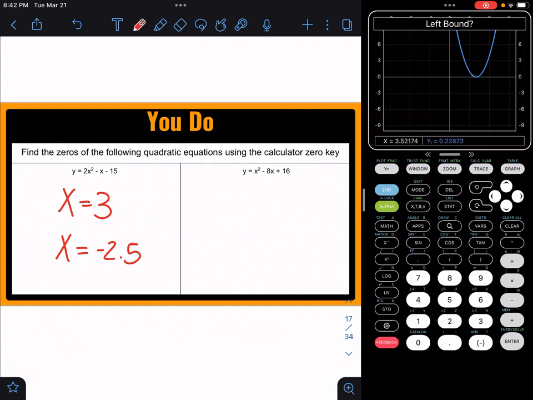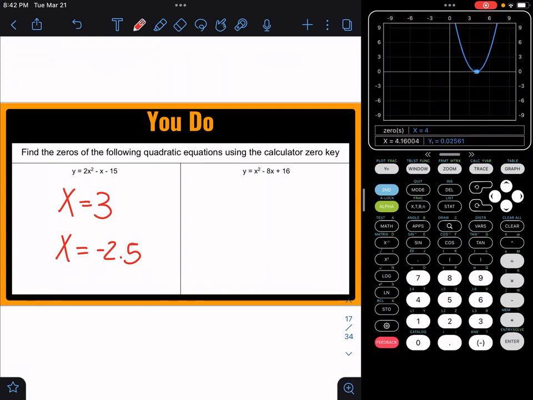So like we could go right here and somewhere to the right of it. So our 0 is x equals 4. Only one answer. Alright. Now, sometimes we don't want to do this graphically.